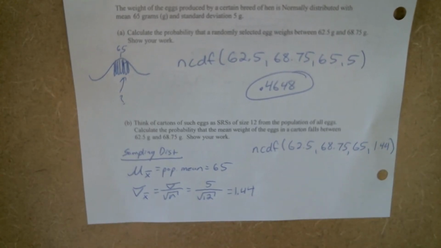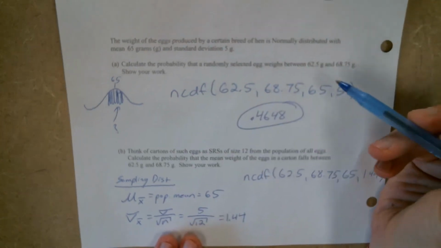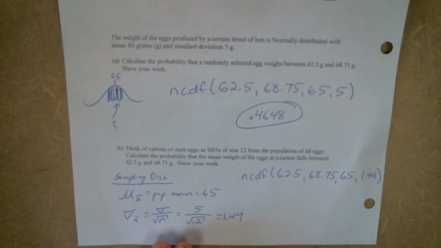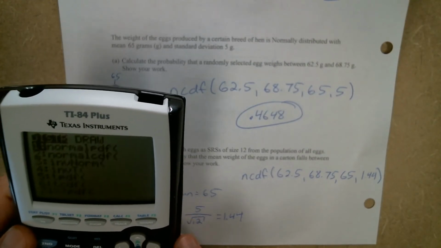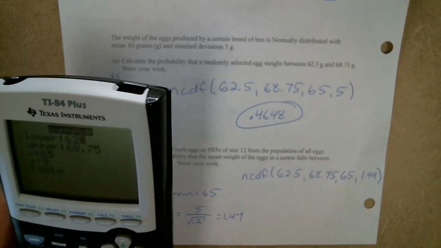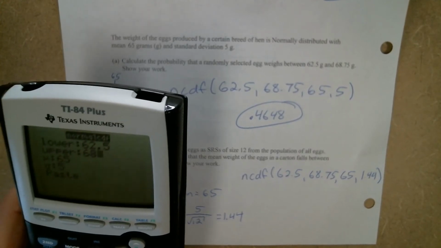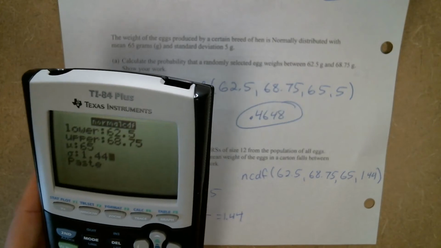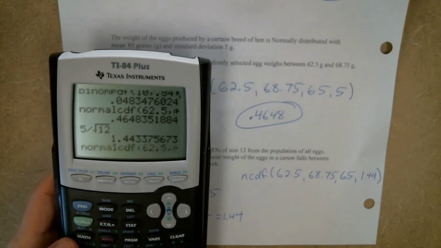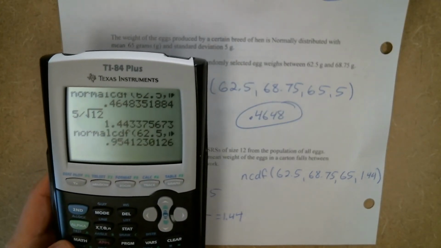And when you've got 12 eggs and you're averaging them together, you expect those averages to be a lot closer than you expect an individual egg to be. So if we put that in there, we should expect a lower percentage, and let's see what we get. 62.5, 68.75, 65, and then change this to 1.44.